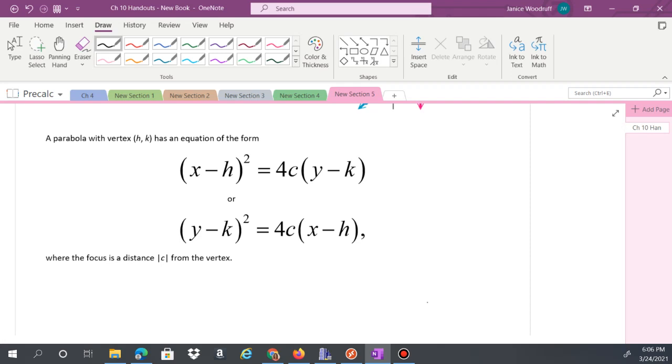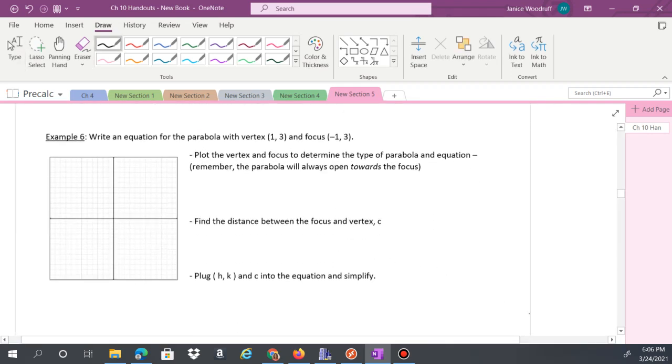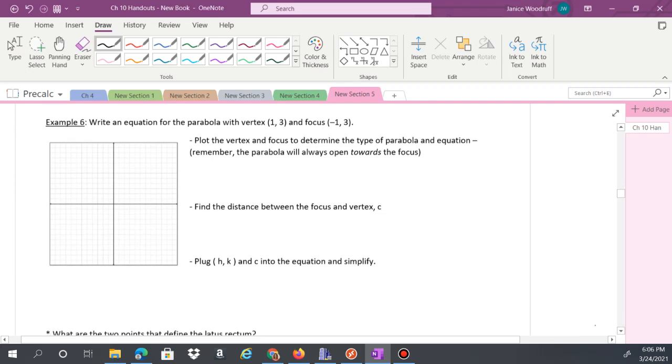Okay, so let's go through this example here. In this example, you're going to be given all sorts of different scenarios. Sometimes you'll be given an equation, sometimes just a vertex and focus, all sorts of different things. Here, we're given the vertex and the focus and asked to write an equation. So for this one, let's look and see what kind of equation this is.